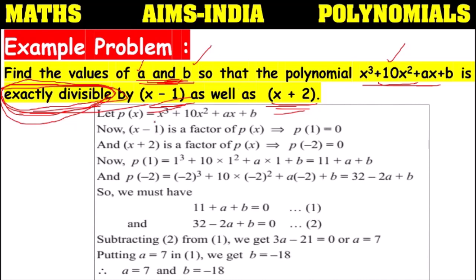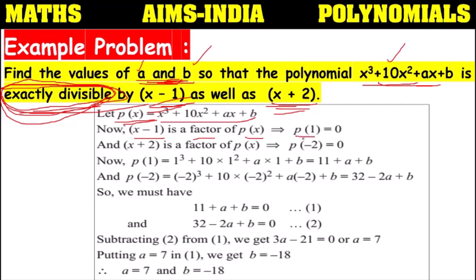So let's take the polynomial as p of x. Now x minus 1, because it is exactly divisible. Any number, if it divides any other number exactly, is called a factor of the first number. So here x minus 1 is a factor of p of x.